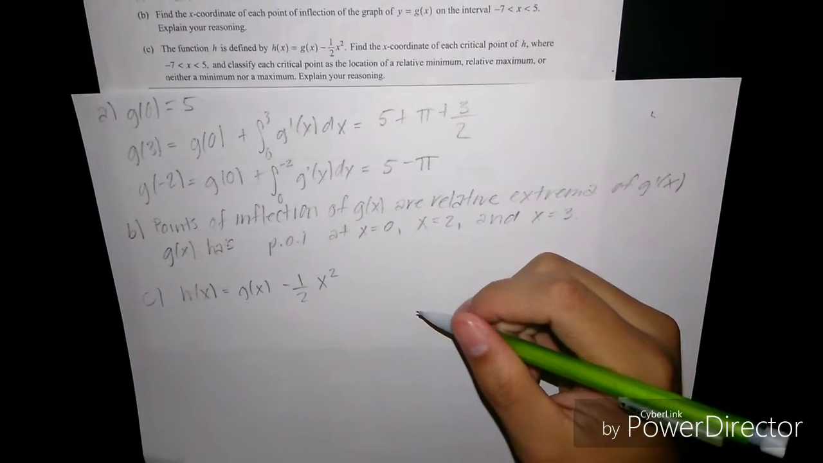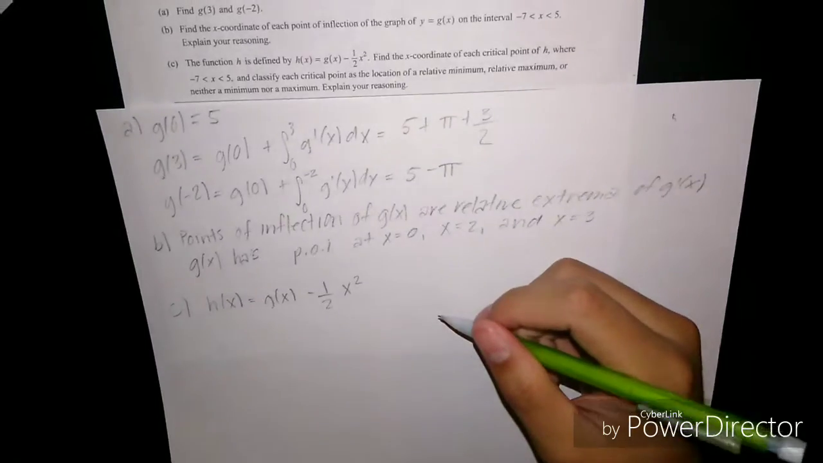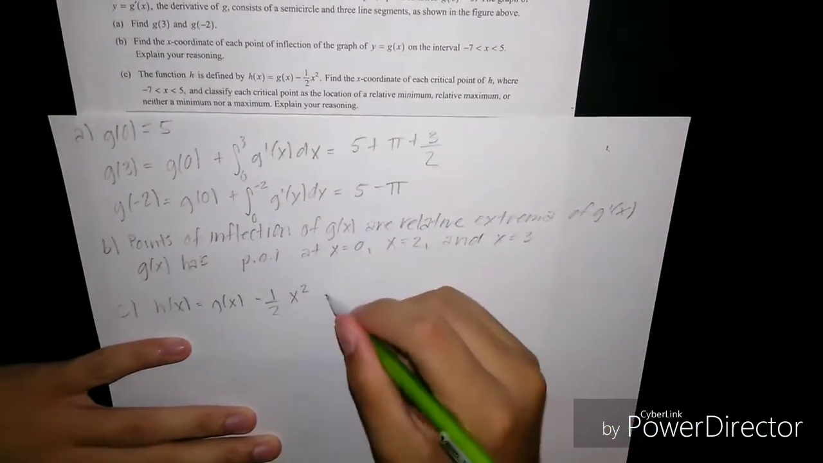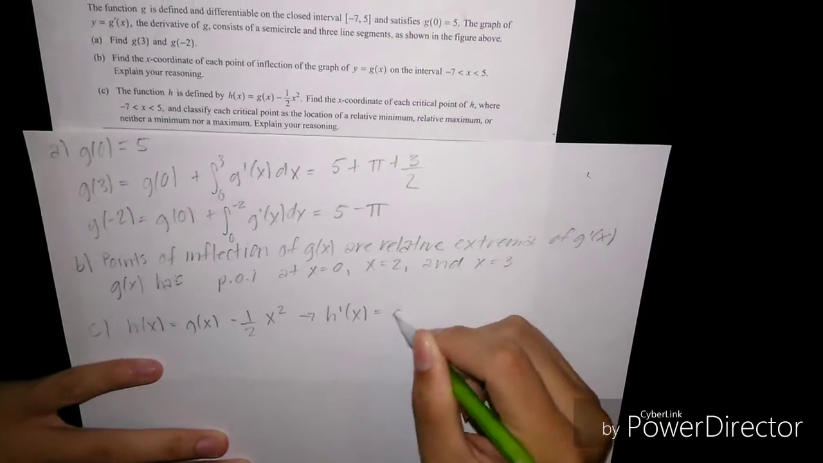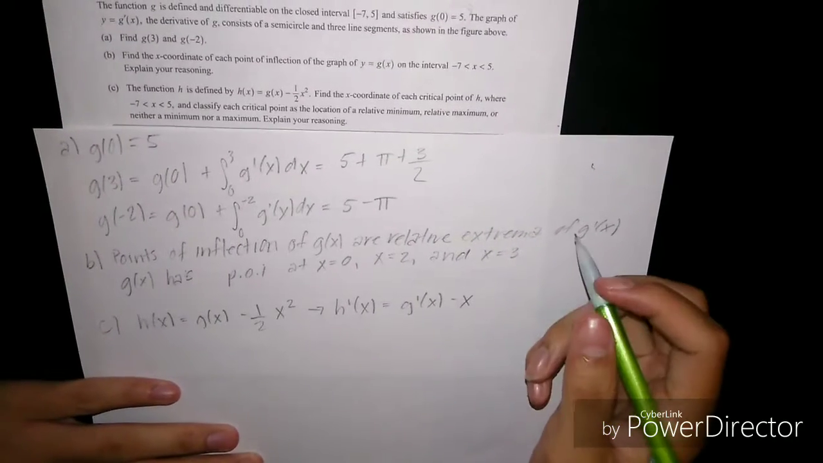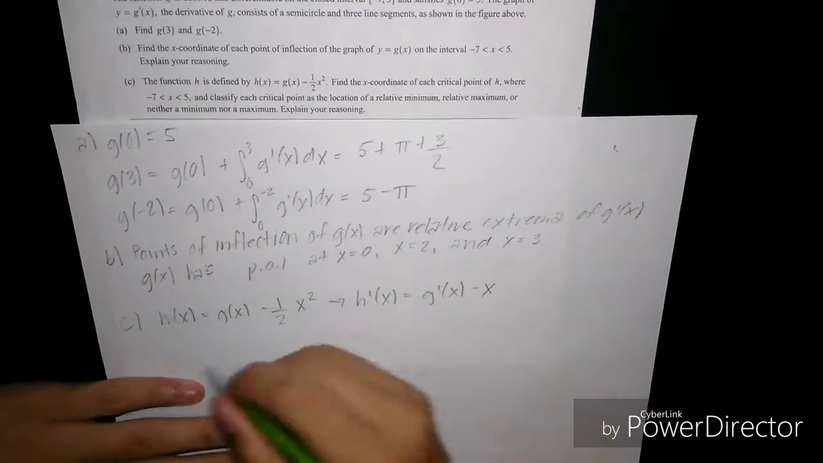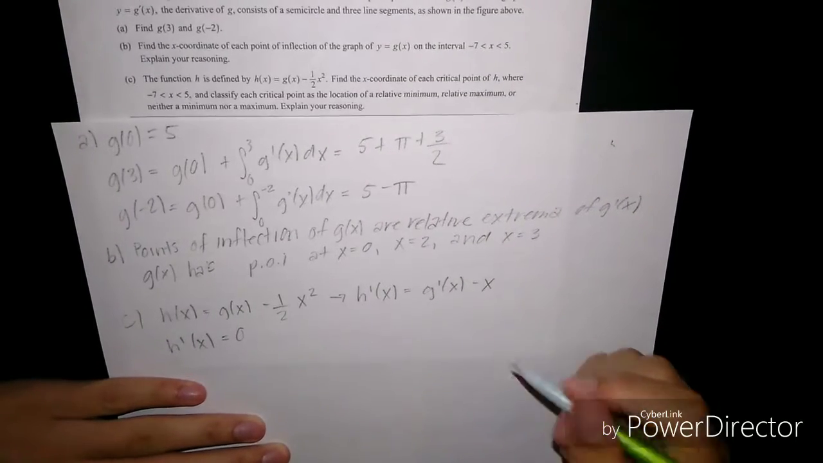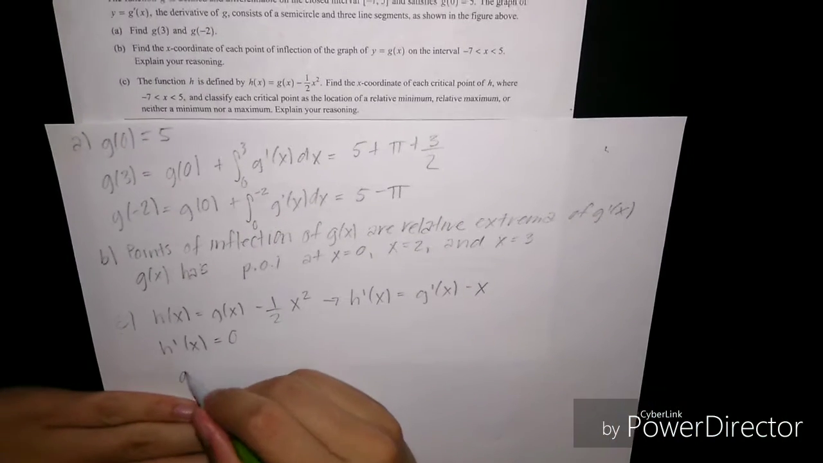Now, first of all, we know that for either a relative minimum or relative maximum, we need to find our critical points. So in order to figure out our critical points, we need h prime of x, which would be g prime of x minus x. Now, in order to find our critical values, we know that h prime of x would have to equal 0. So in order for h prime of x to equal 0, g prime of x has to be equal to x.